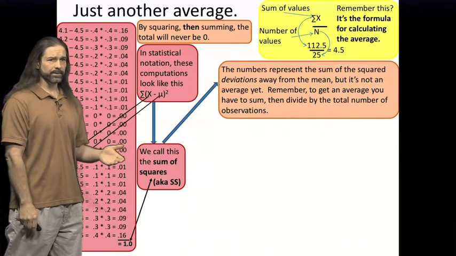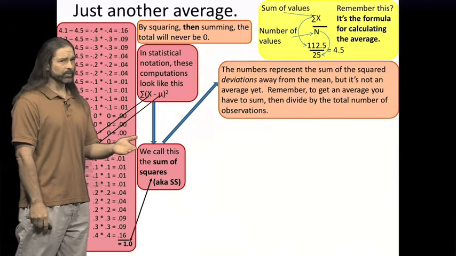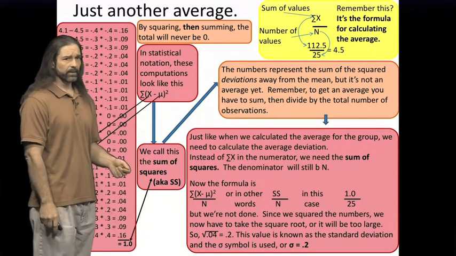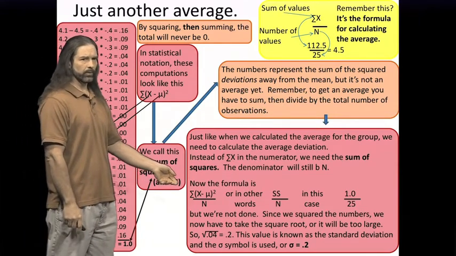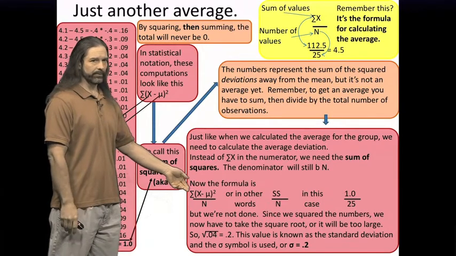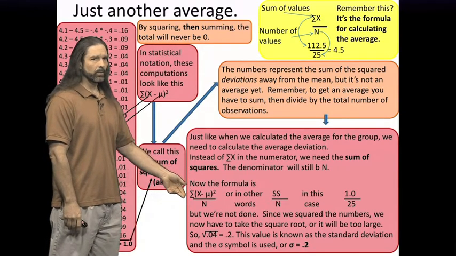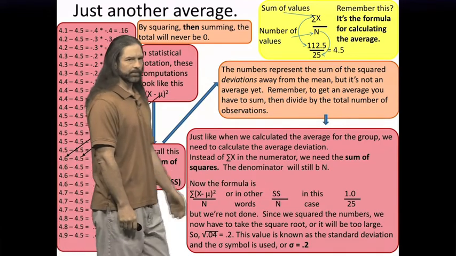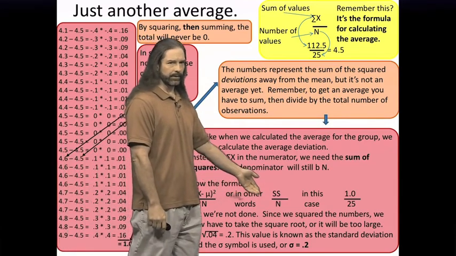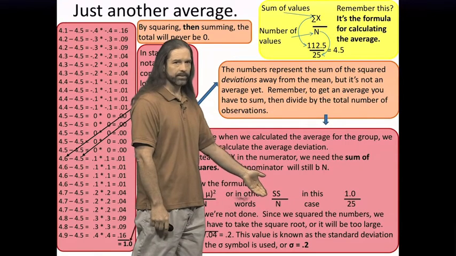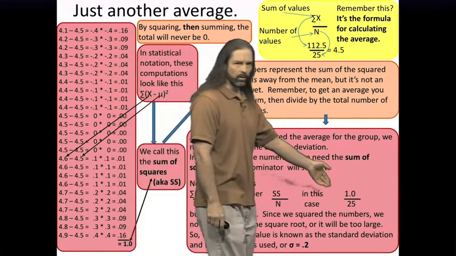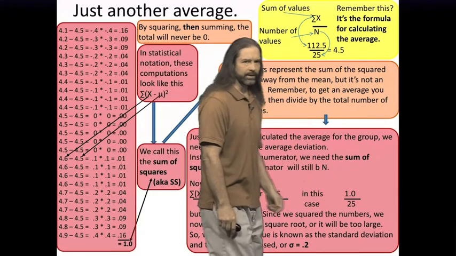So we've done the summing, but to calculate the average, we need to divide by the number of observations. We haven't done that yet. So again, our formula for an average is we've got the sum on the top. We need to divide by the total number of observations. In other words, remember when you see that formula, you should immediately think to yourself, SS, sum of squares, divide by n. In this case, we have 1.0 that we're going to divide by 25.